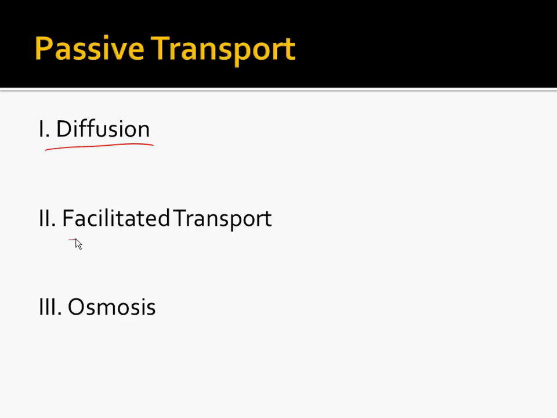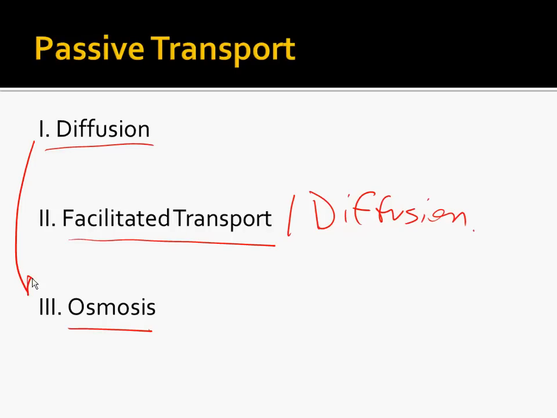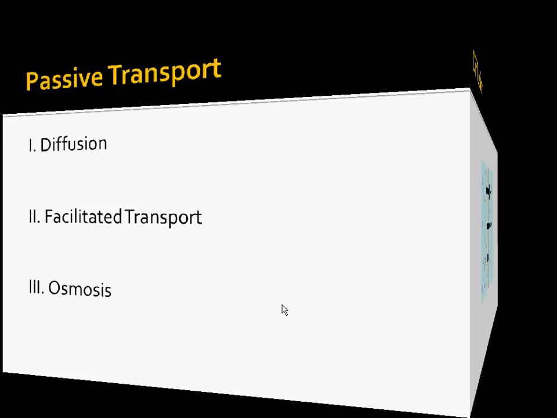So passive transport, there are 3 types that we will talk about. Diffusion, facilitated transport, or sometimes referred to as facilitated diffusion, and the specialized kind of diffusion, osmosis, which is the diffusion of water.